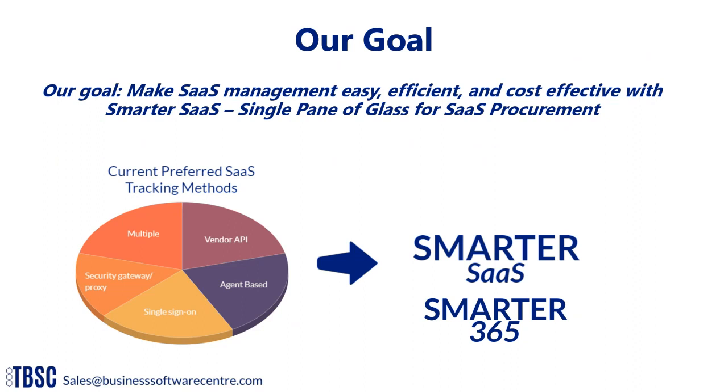Part of our smarter SaaS solution is Smarter 365. Smarter 365 will help track and monitor your Microsoft 365 software licenses. As you can see, there's this pie chart showing current preferred SaaS tracking methods. It's very fragmented. There's so many different ways of doing it. It's very complex, but we make it super easy with Smarter 365.